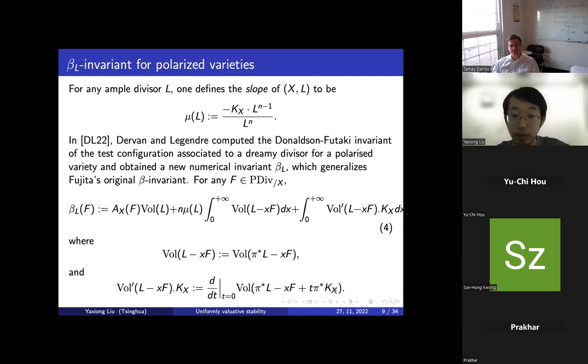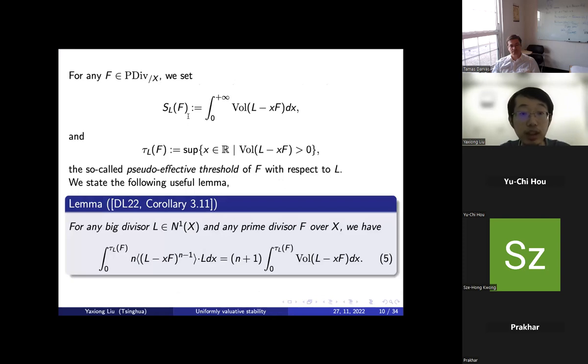By Boucksom, Favre and Jonsson's result, this is well defined, because when L is big, this one is big. So when t is small, this is also big, so this is well defined. I always denote the S_L(F) invariant as the integration of the volume part for simplicity, and we denote tau_L(F) as the pseudo-effective threshold of F. It is defined as the supremum of x such that the volume of L minus xF is strictly positive.